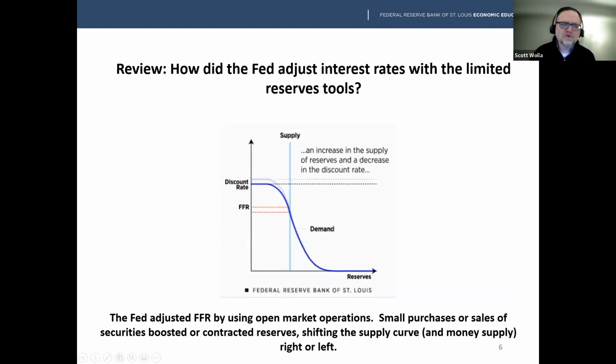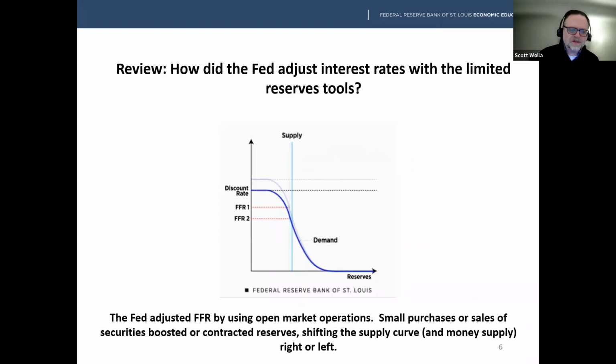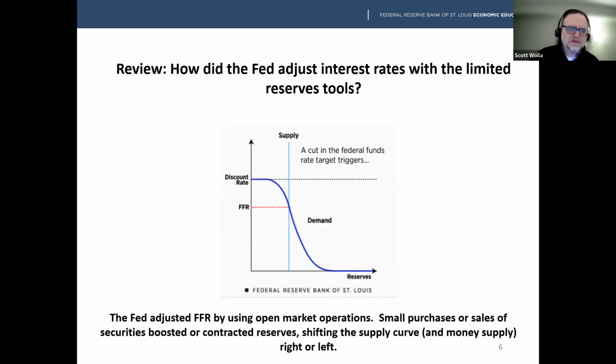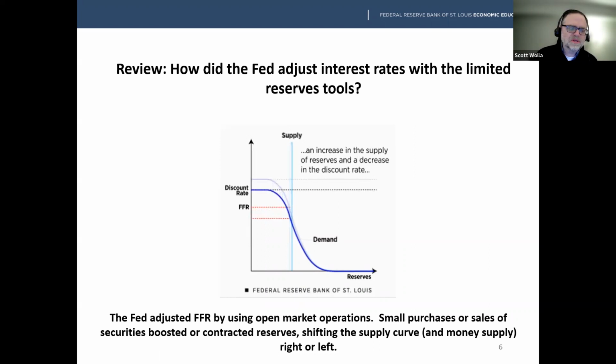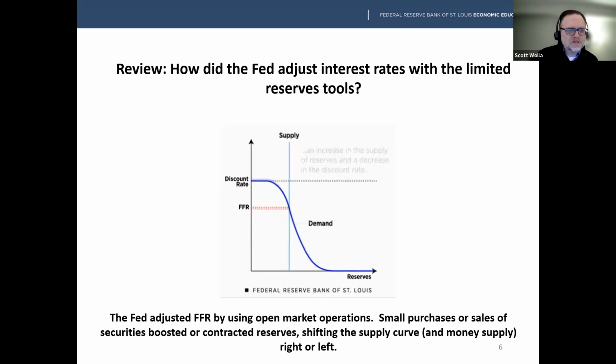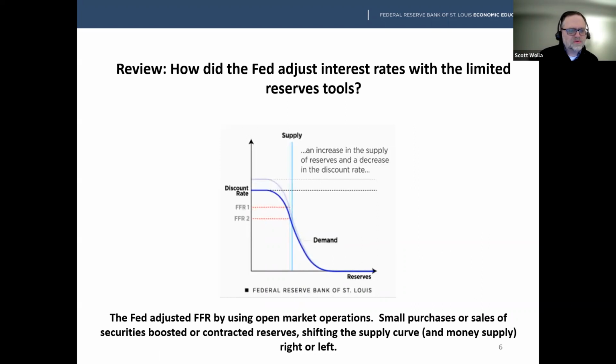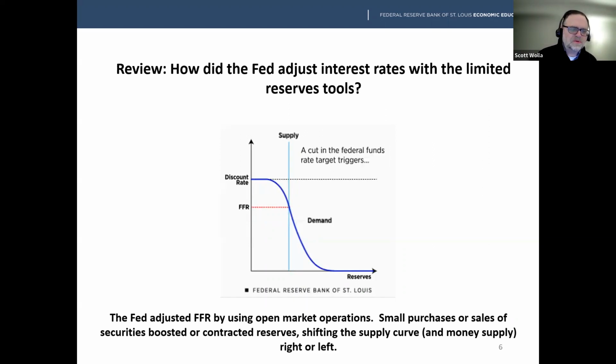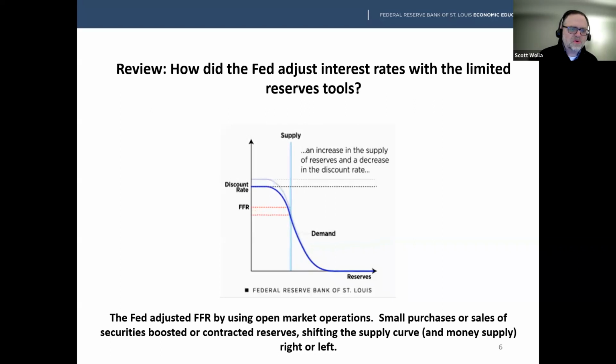So let's do a quick review of the way the Fed did monetary policy prior to 2008. This is a diagram of the common supply and demand approach that is common in textbooks. You have a downward sloping demand curve and a vertical supply curve, and the way the Fed would shift the federal funds rate, which is the Fed's policy rate, is by shifting the supply curve back and forth just by small amounts. And the way it shifted that supply curve was through open market operations.